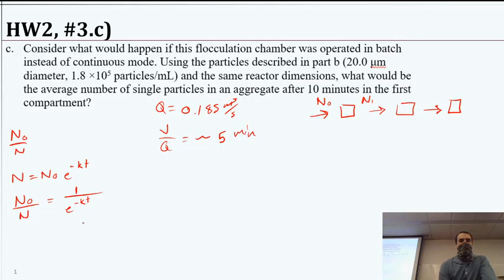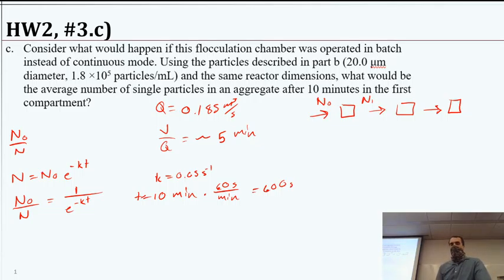Here, we solved for k previously in part B. We found k was 0.05 per second. And we have 10 minutes, which we'd convert to seconds, so 600 seconds. Then it's really just putting the numbers into the equation, and we should get a number out. A lot of you were unsure because this is kind of a ridiculous number. It'd be 1.01 times 10 to the 13th.